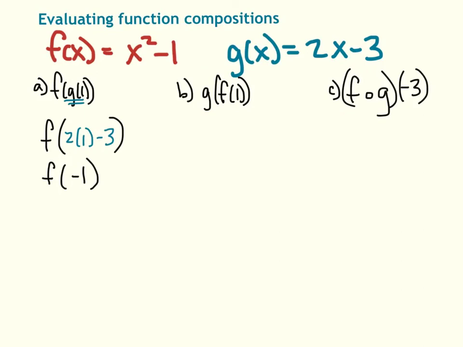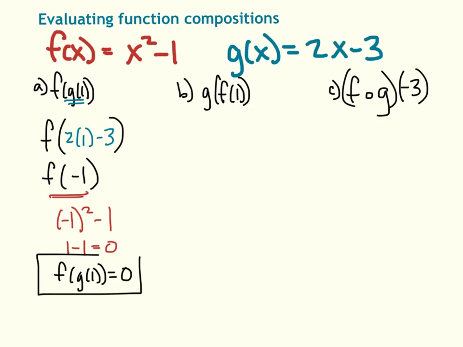Okay, now this looks like what we were doing earlier, right? If you have a function f and you're saying f of some number, all you do is plug that number in for f. So I have negative 1 squared minus 1. Well, negative 1 squared is positive 1. 1 minus 1 equals 0. So f of g of 1 equals 0.